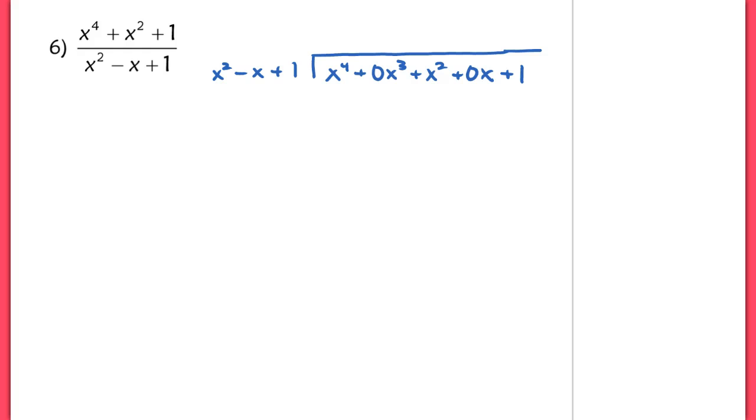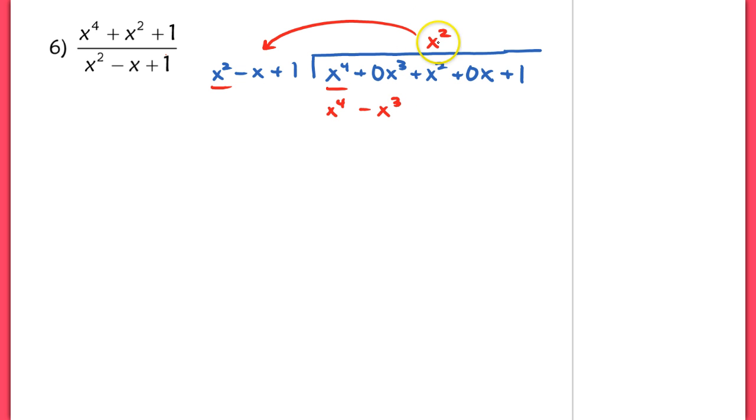Okay, after I've set it up, notice that I don't need to do anything to the divisor because it's in descending order, so that's fine. But now I look and see how many times does x squared fit into x to the 4th, and it'll fit in there x squared times. So now I multiply x squared times this polynomial on the outside. That leaves me with x to the 4th. Then x squared times negative x leaves me with negative x cubed.